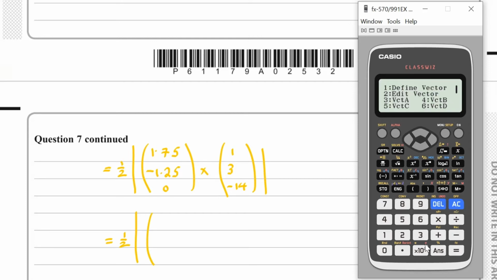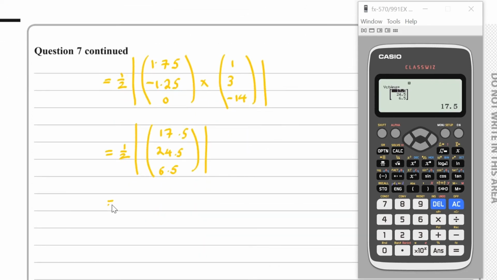And now multiplying them together, we end up with 17.5, 24.5, and 6.5. So we need to find the magnitude of this and then multiply it by half. So we have 1/2 times the square root of 17.5 squared plus 24.5 squared plus 6.5 squared.